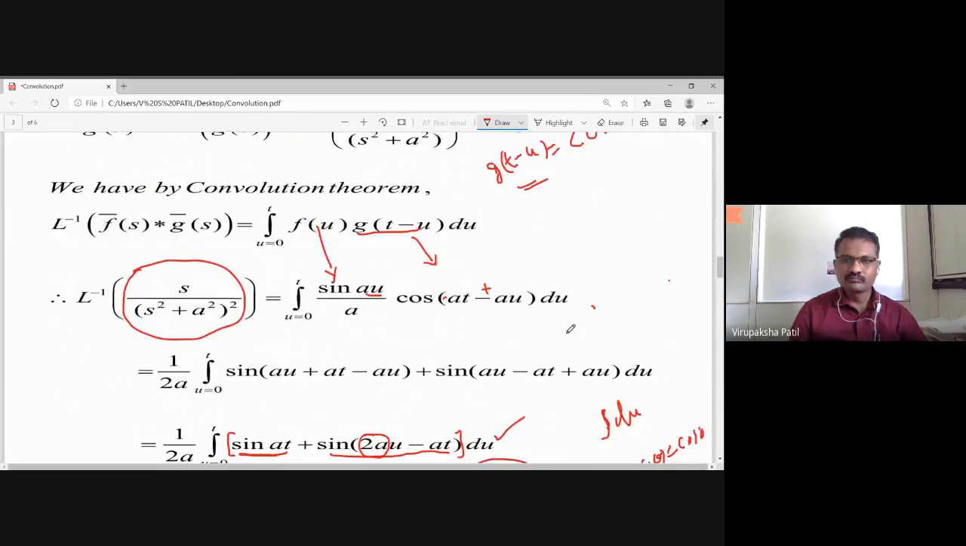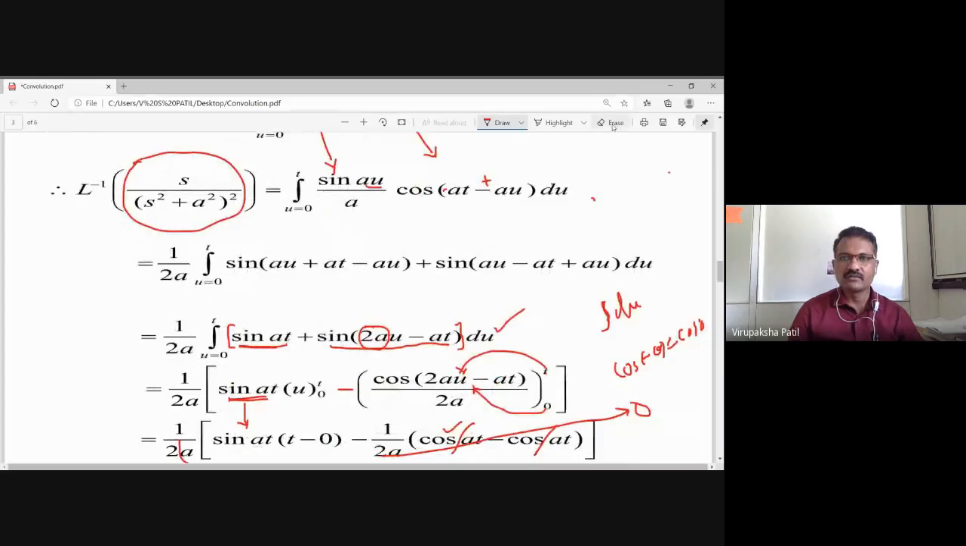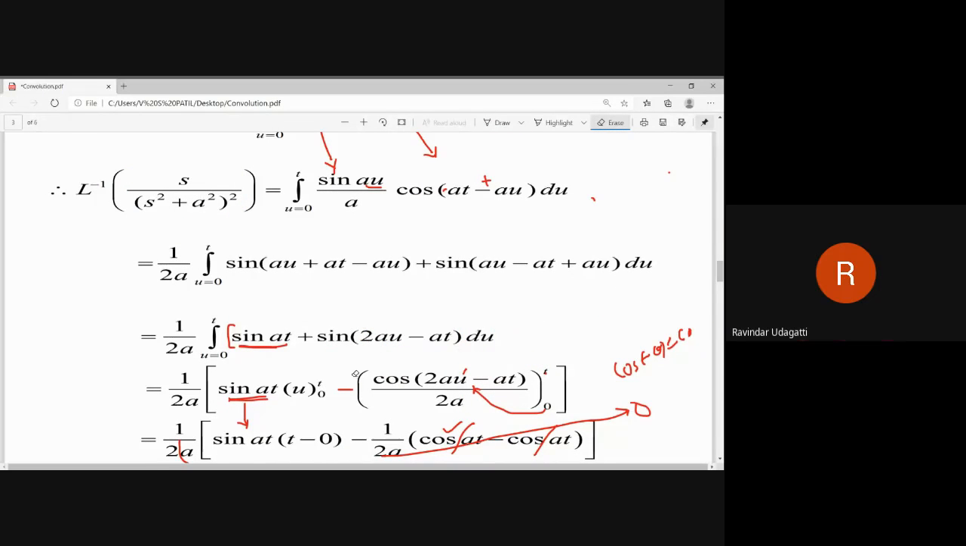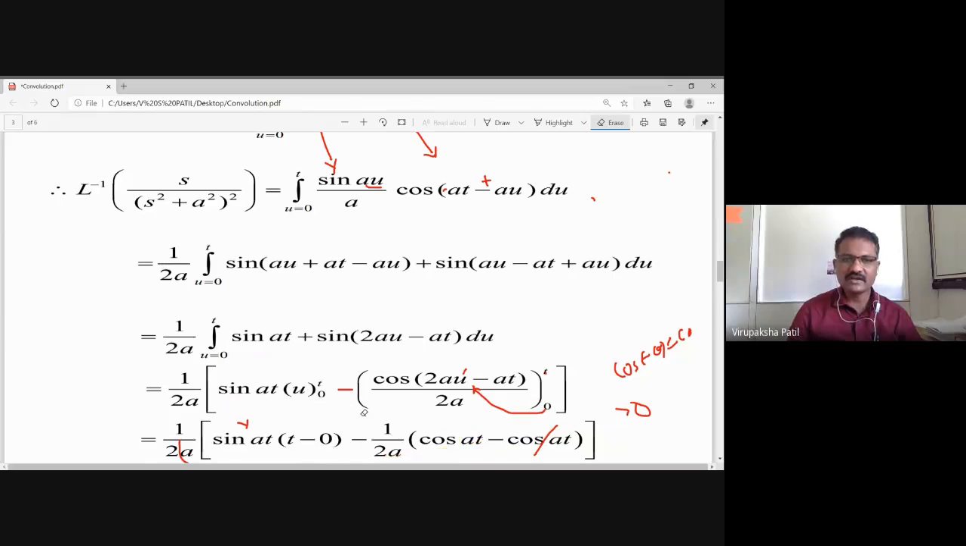Is that clear? This is the advantage of using the convolution theorem. Is that clear? Yes, sir. Are you understanding the convolution theorem or not? Because one example definitely comes in your V2 examination on this. Is it clear?